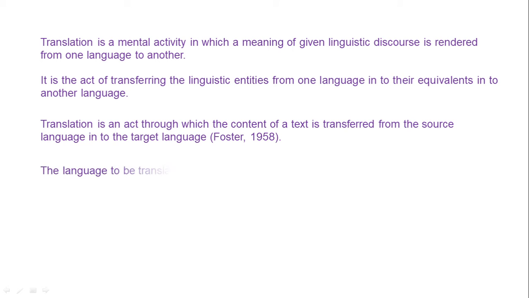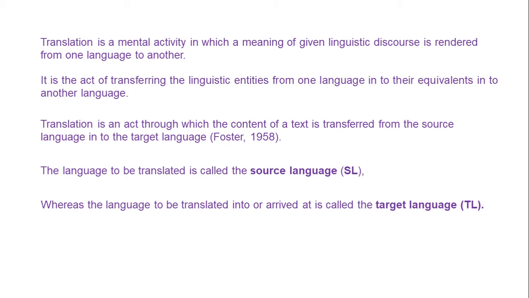What is this? Right now you will see that the language to be translated is called the source language, SL. For example, if we're going to translate something from Spanish to English, the source language is Spanish. How do we call the other language, the arrived one? The language to be translated into or arrived at is called the target language, TL. So when we talk about translation issues, we know the source language will be SL and the target language is TL, and we know the difference between them. The language to be translated is the source language, and the language being translated into or arrived at is called the target language.